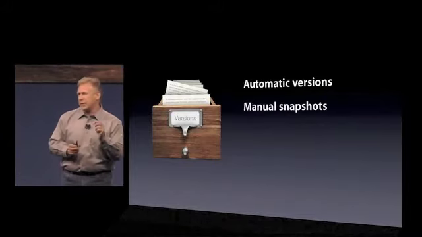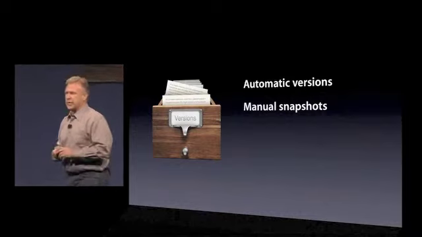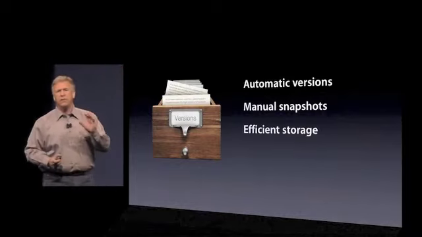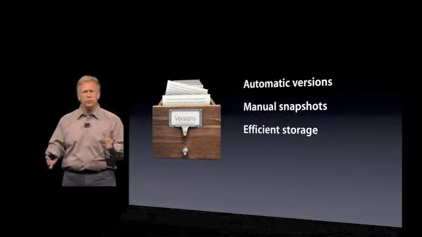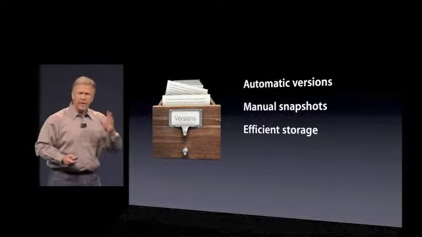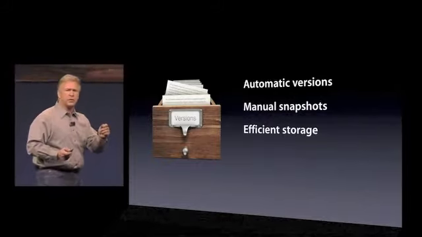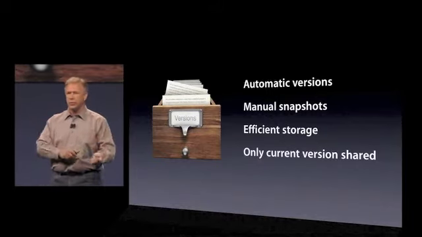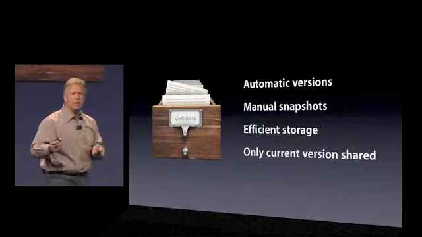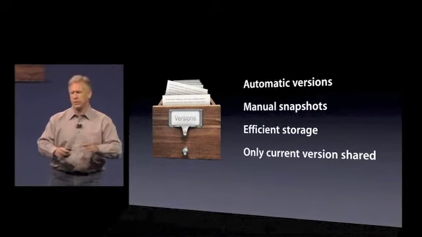If you love something in a split second, you can, of course, take a manual snapshot if you want. And it's very efficient. We only store the difference between the versions. They're not whole new documents. And you don't have to worry if you ever share your work with someone else that they're going to get all that back work that you don't want them to get. When you copy it off or you send it in an email, we only send the current version.